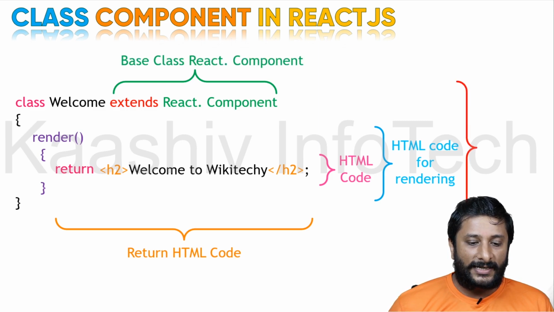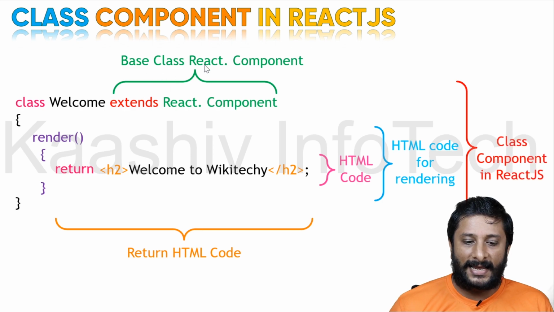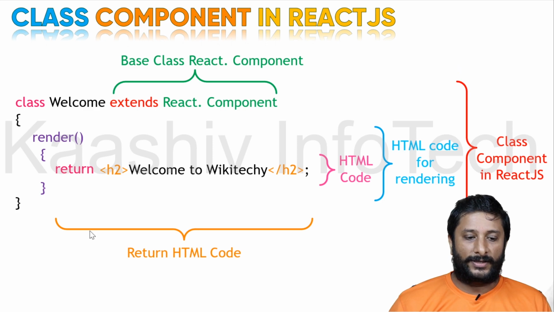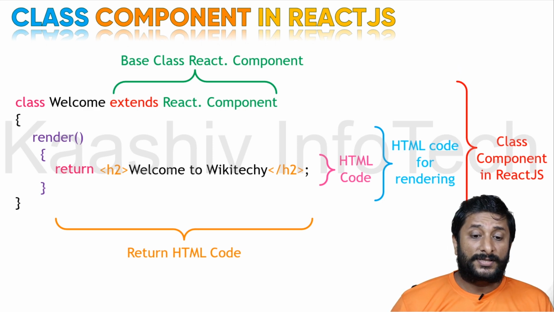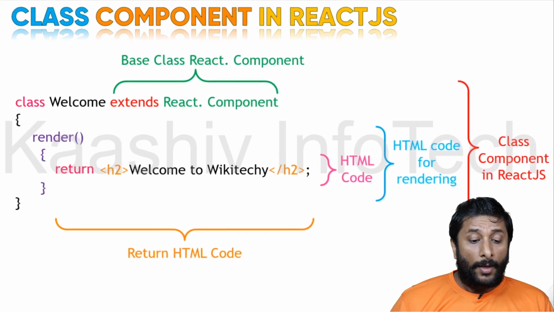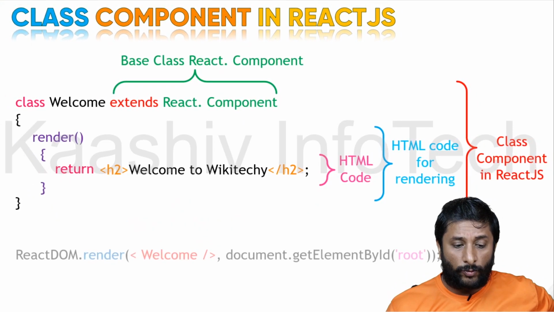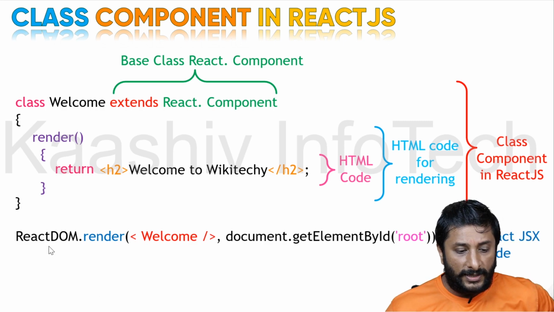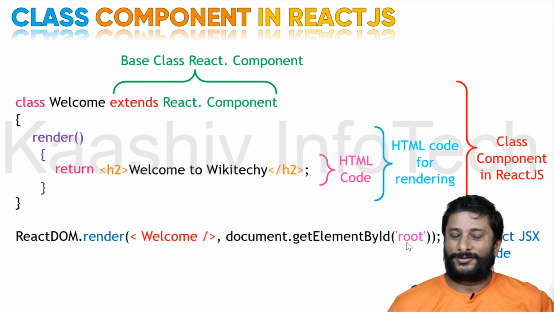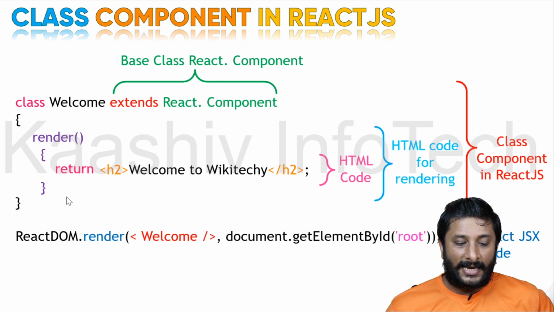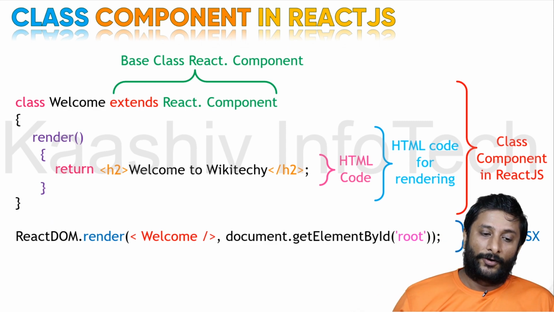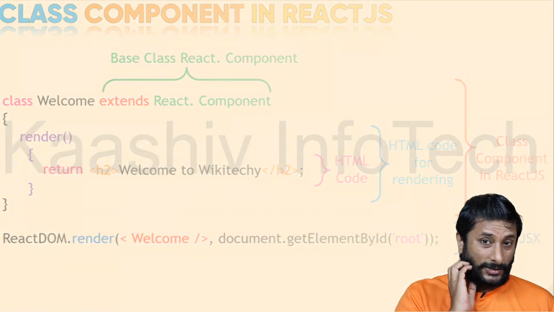Over here, extends React.Component is the base class. This is the base class of React component, and this is the class component. So this is the entire class component. This is how your class component works with ReactJS. Now let's talk about how it is getting rendered. Over here you can see ReactDOM.render, Welcome, and document.getElementById root. This class can be made as a separate file, and we can use it also. This is how your class component works.